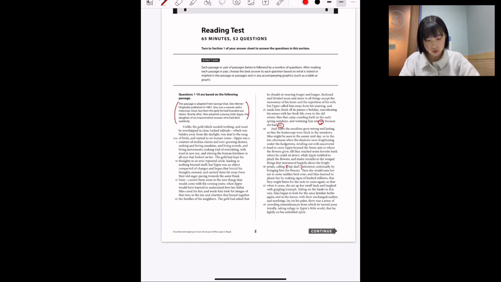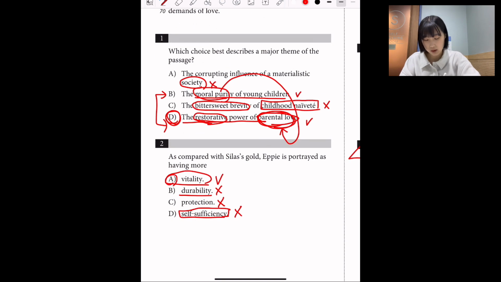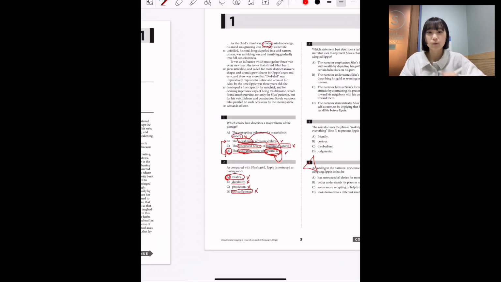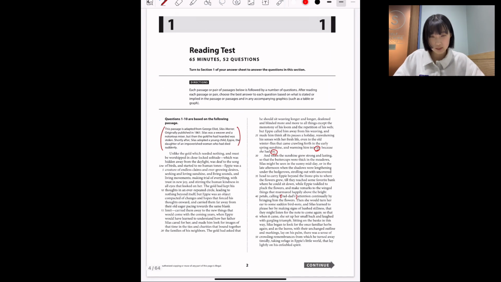Yeah, I think overall it's just hinting very strongly that Epi is a symbol of vitality for Silas. So we're gonna go with A. I'm sorry for rushing things. If you look at this and still don't get it, I advise you to thoroughly read the passage again, because you will find more examples that I'm not capable of finding at the moment.